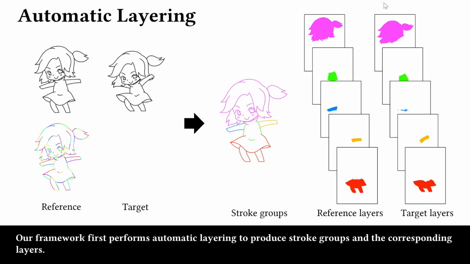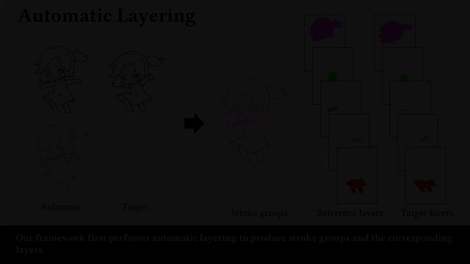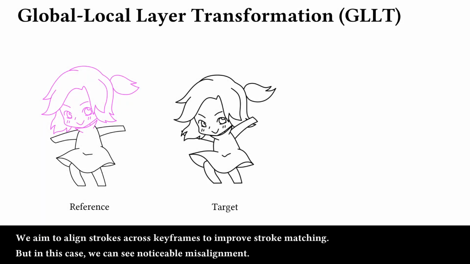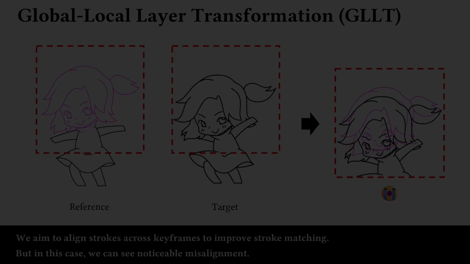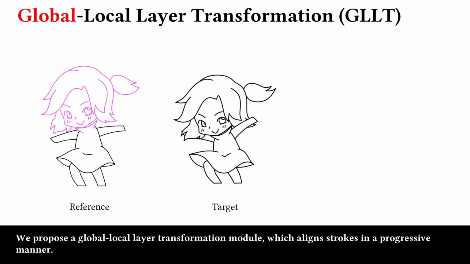Our framework first performs automatic layering to produce stroke groups and the corresponding layers. We aim to align strokes across keyframes to improve stroke matching, but in this case, we can see noticeable misalignment. We propose a global local layer transformation module which aligns strokes in a progressive manner.